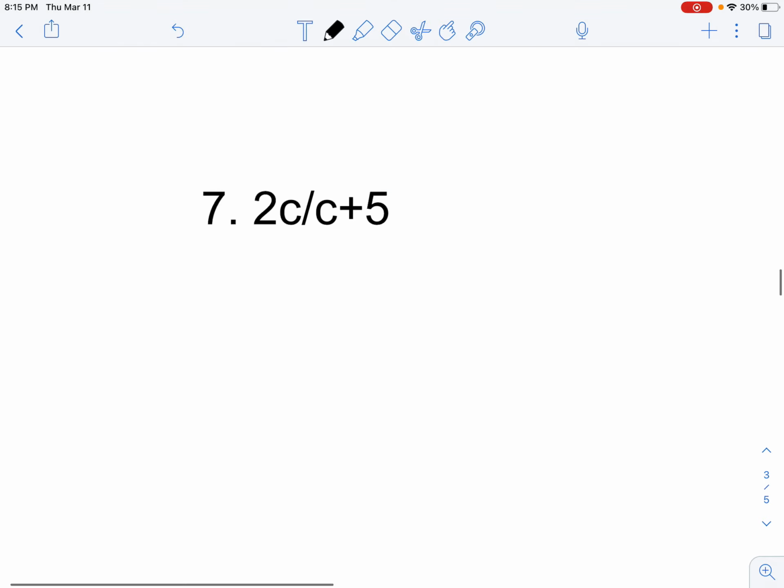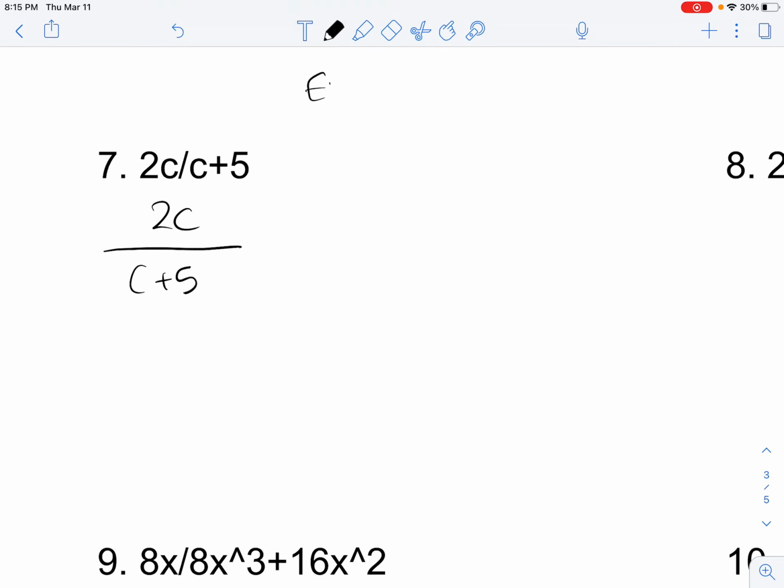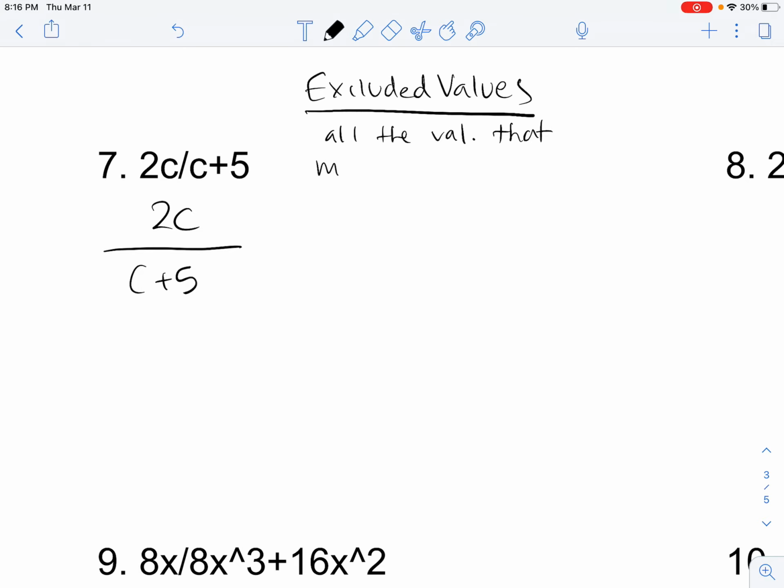Let's try this one. 2c over c plus 5. Now, a rule for our excluded values is that the excluded values can only occur when your denominator is equal to 0. So your excluded values are all the values that make your denominator 0.